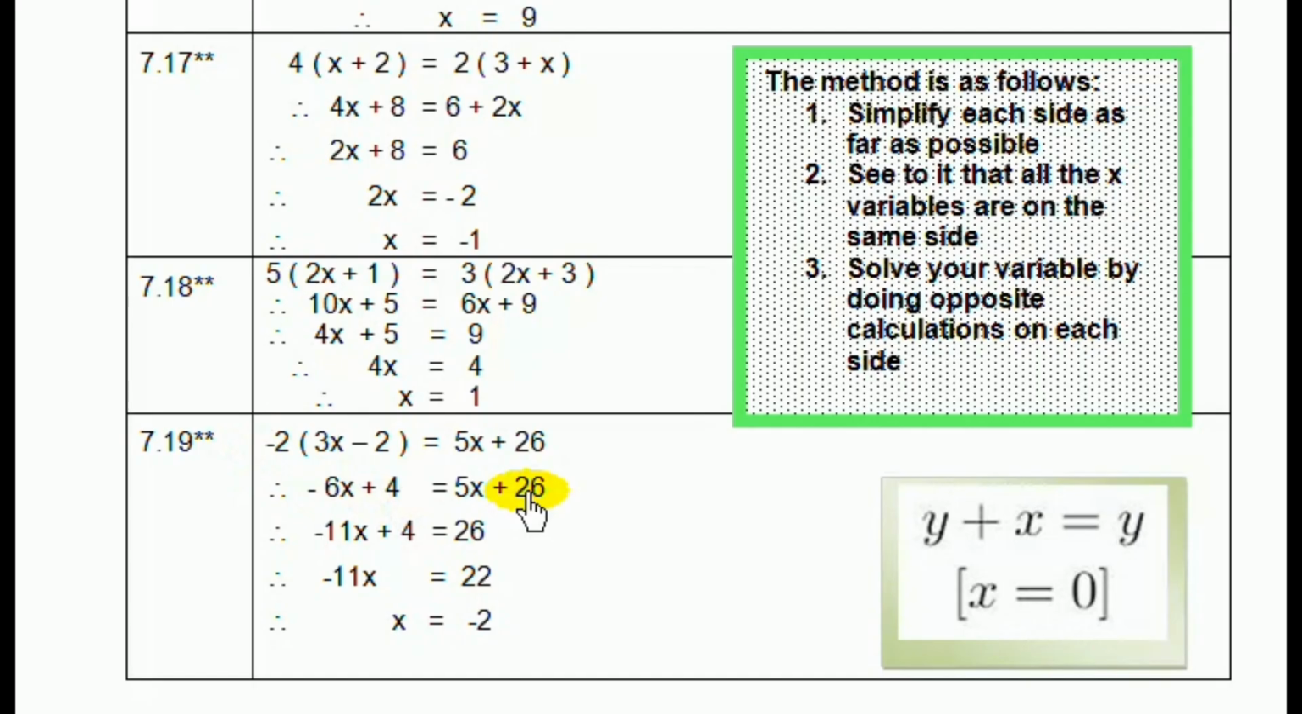Now get all your x's on the same side. Take away that 5x, leave you with 26. Minus 5x there, minus 5x to the minus 6 will give you minus 11 plus 4. All the x's are on the same side now. So get rid of the 4 first, subtract it each side, and then you divide by minus 11, and your answer is minus 2.